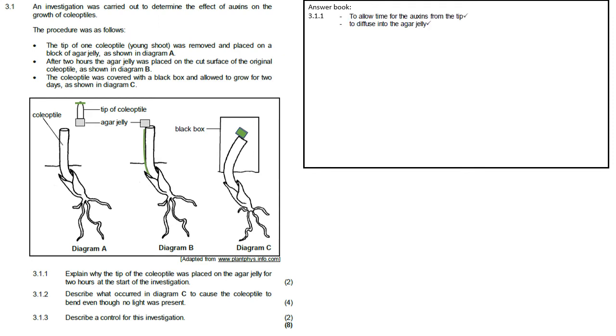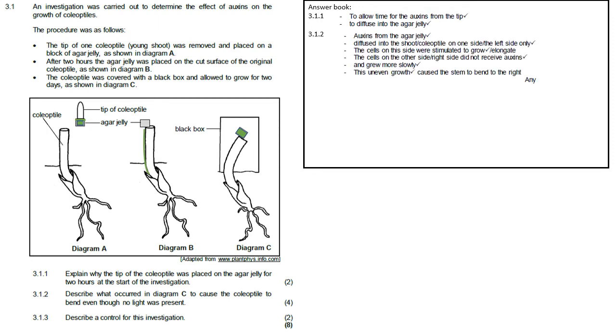3.1.1 is to allow time for the auxins from the tip to diffuse into the agar jelly. 3.1.2 is for auxins from the agar jelly to diffuse into the shoot, and it was placed on the left side. Let me run the animation and then run through the answers.